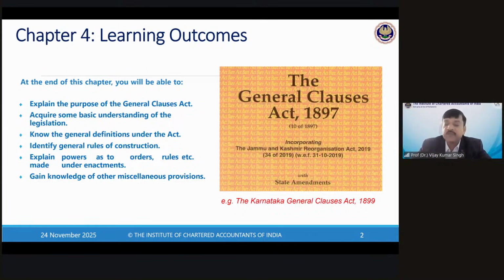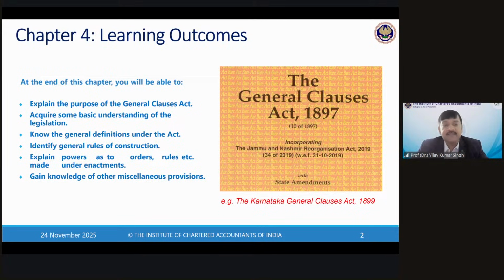But I will try to explain to you in my session today how legislations are framed, what are the major heads in a legislation, and how do you read the legislation. Third point is knowing the general definition under the Act. So General Clauses Act has got a definition clause which has got some general definitions, and these general definitions are important because any central legislation you pick up, these definitions would be applicable to those central legislations also. I will come to that in a while and I'll explain what I mean when I say this.